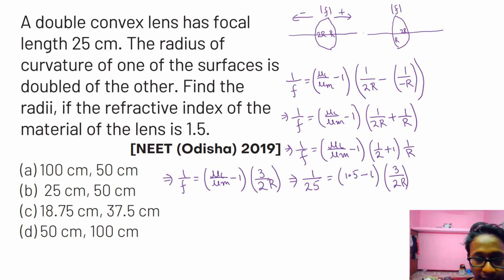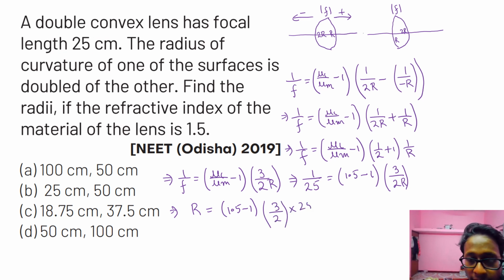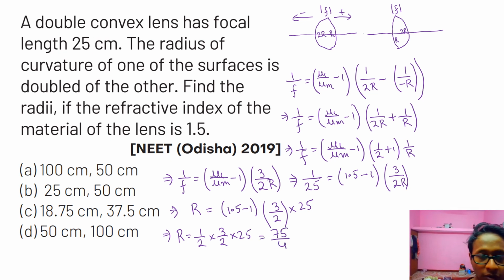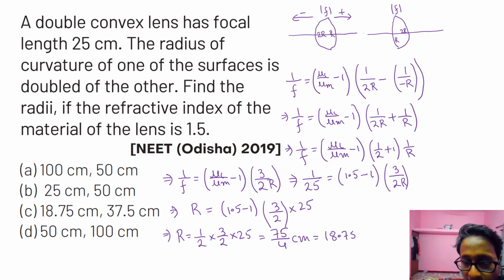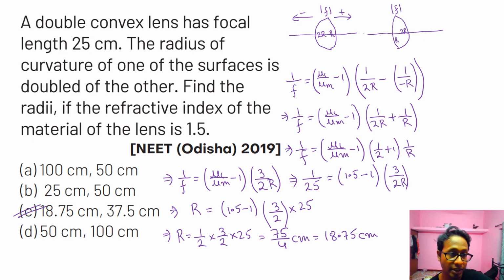Now can I send this r to the left hand side and 25 to the right hand side? So r is equal to 1.5 minus 1 into 3 by 2 into 25, or r is equal to 1 by 2 into 3 by 2 into 25, or 75 by 4, or 18.75 centimeter. So r1 is equal to 18.75 and r2 is equal to 2 into 18.75, which is 37.5.